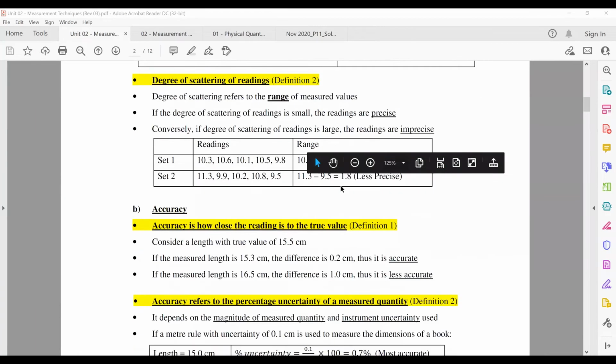Now, we go on to the next one, which is accuracy. Accuracy again has two different definitions. Again, it will depend on the context in which you're applying it.